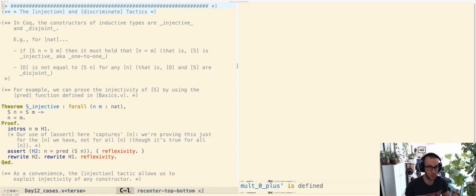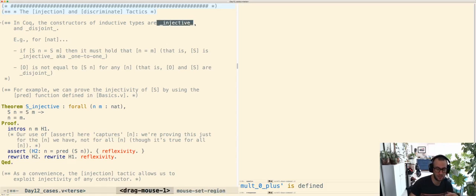Let's get started. There are two principles we care about for constructors in Coq. So they have two properties. They're injective. Now this is a word I defined on day 11. Maybe you don't remember what it means. I'll go over it. And also they are disjoint. Let's see an example. So let's consider the naturals. Injectivity says every constructor produces a unique thing. So if successor of n is equal to successor of m, then it must hold that n equals m. Another way to say this is that the constructor S is injective.